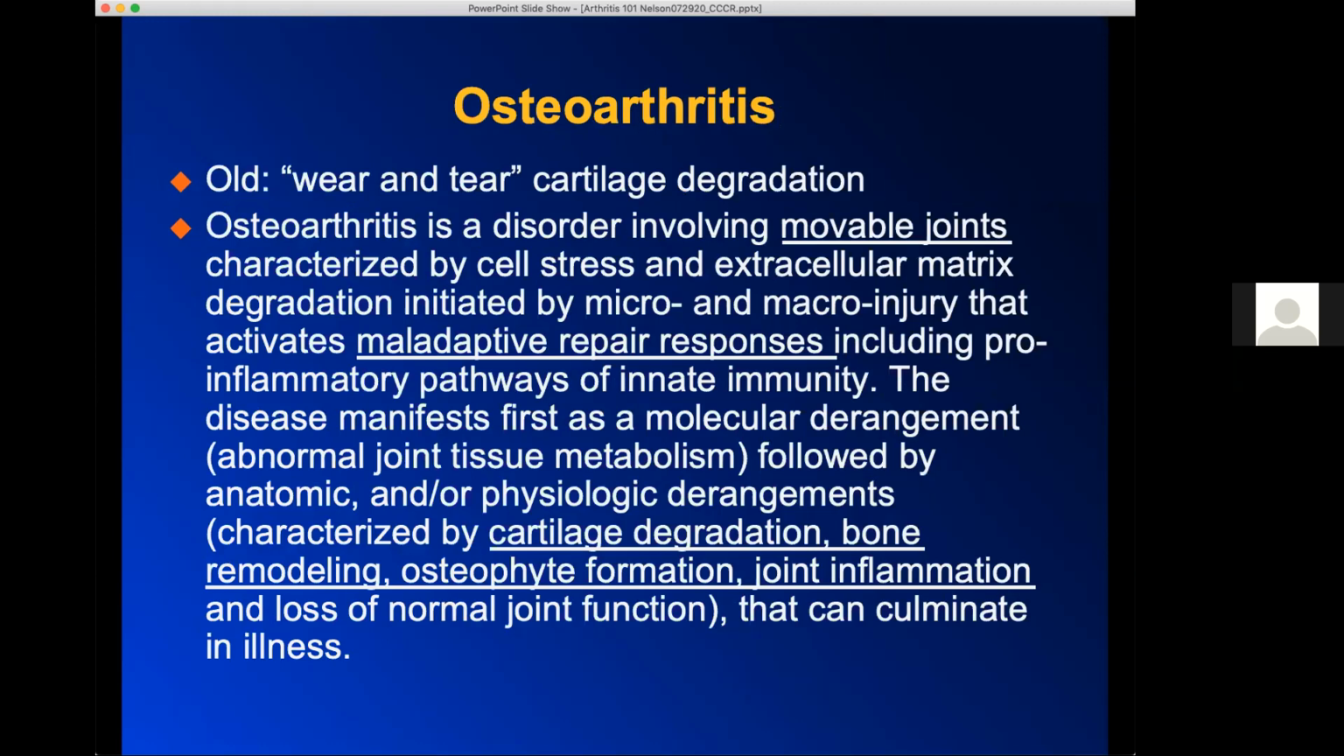So osteoarthritis involves movable joints. It involves cell stress and matrix degradation that are both micro and macro, so they're on a microscopic level and also that you can see, like with arthroscopy. That then activates a maladaptive repair response. It causes inflammation, activates immune pathways, and it can manifest first as a molecular process that we can't see, for example, on imaging, and then is followed by anatomic and physiologic derangements, including cartilage degradation, bone remodeling, osteophyte or bone spur formation, joint inflammation, and loss of normal joint function. So it's really a disease of the entire joint that affects all of the tissues on a molecular and an anatomic basis. So it's much more complex than degenerative joint disease.